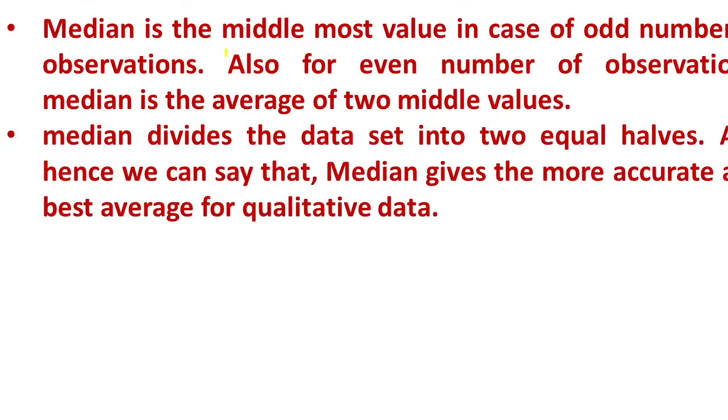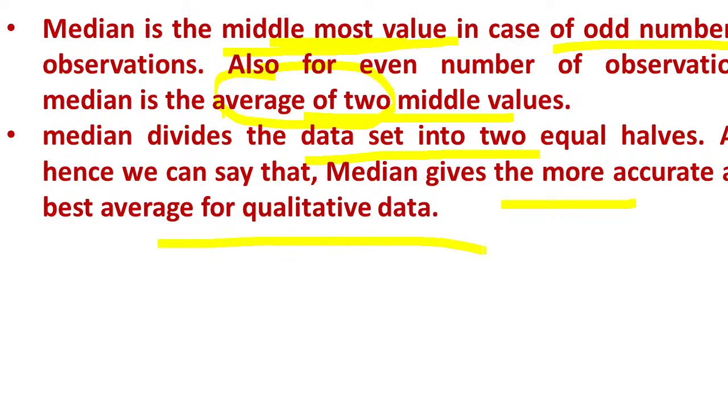Yes, median means it is the middle value in a given series, and the median is the middle most value in case of an odd number of observations. Also for an even number of observations, median is the average of two middle values. Please remember it. For odd numbers, median is the middle value, and for even numbers, median is the average of two middle values. The median is going to divide the data into two equal parts. So median gives the best average for qualitative data.